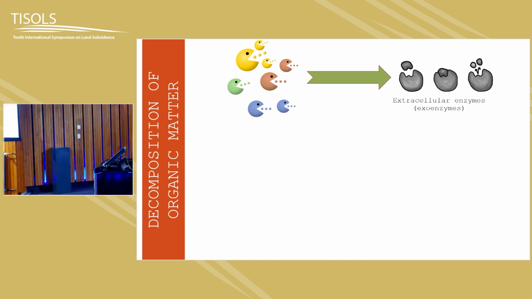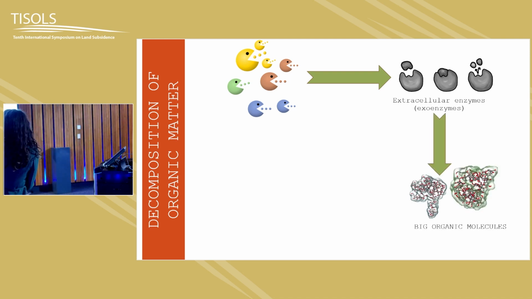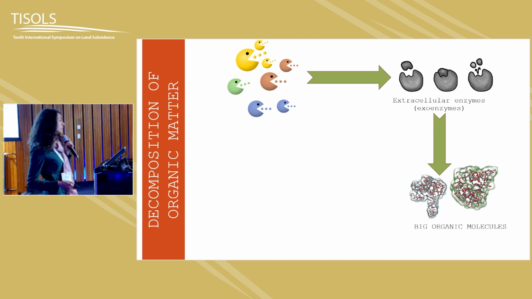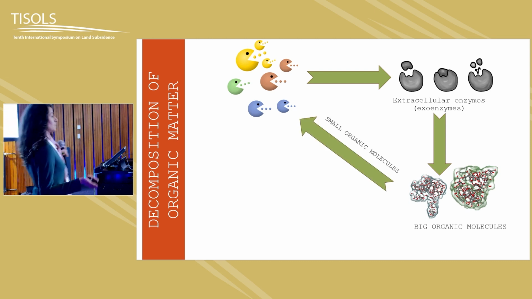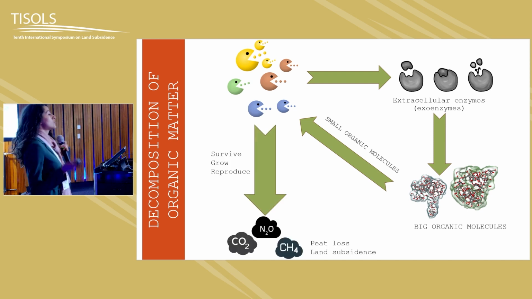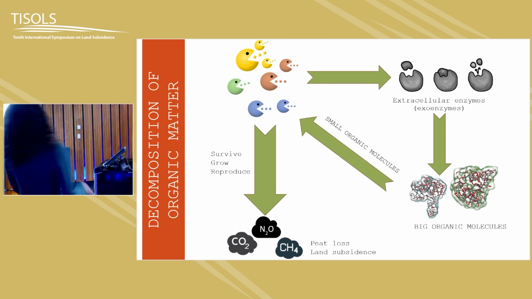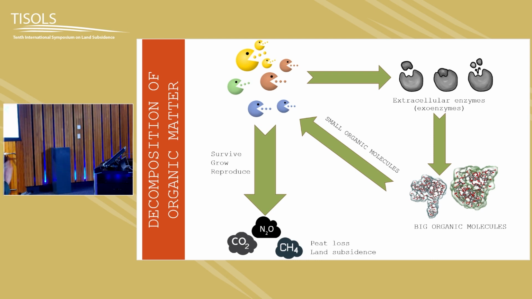They made exoenzymes, extracellular enzymes. They produce these enzymes inside their body and excrete them into the peat matrix. What those enzymes do is take the big organic molecules and chop them into smaller ones, making them available for the microbes to grow, survive, and reproduce. And as an end product, of course, they produce carbon dioxide, nitrous oxide, methane, and we have the peat loss and the land subsidence.